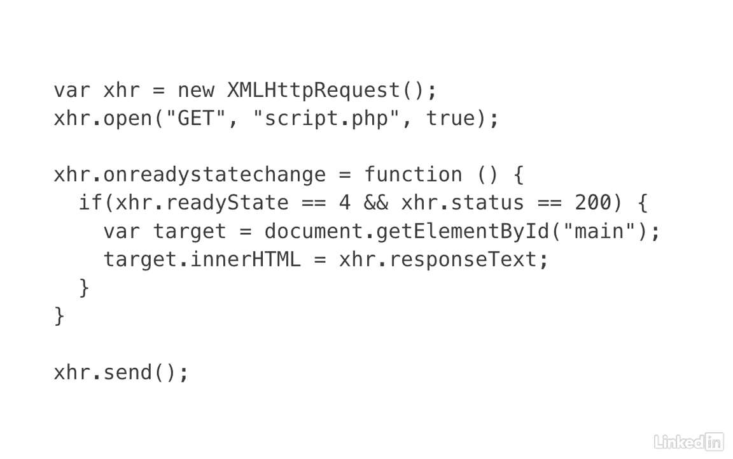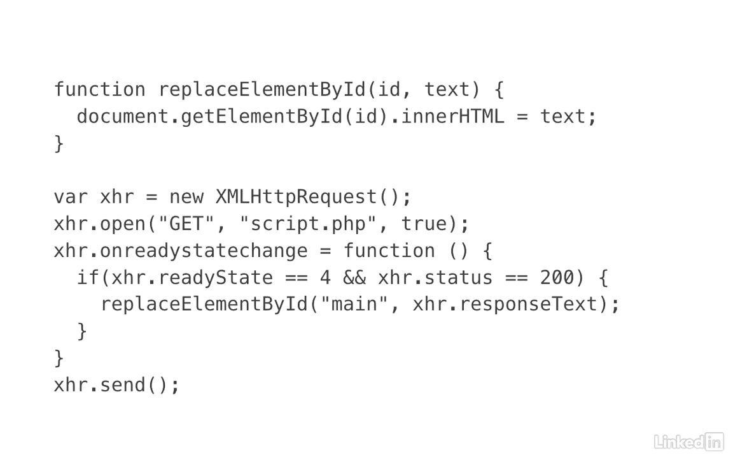Now, the code that you execute when ready state finally gets to 4 can be quite long, and you may not want to put it inside this spot in your definition for onReadyStateChange, in which case you can define other JavaScript functions and then call those inside there. So for example, I've defined a JavaScript function called replaceElementById, pass it an ID and a block of text, and it'll just replace the content on the page. Now, when ready state is equal to 4, I just simply call that function and pass in the arguments that it needs. It can help you to keep the onReadyStateChange function much leaner and clearer.